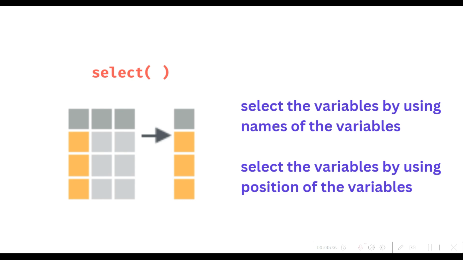So let's get started. Selecting variables from the dataset using the select function can be carried out in two different ways. Number one, by using names of the variable. Number two, by using position of the variable. So let's open RStudio and get hands-on with the select function.